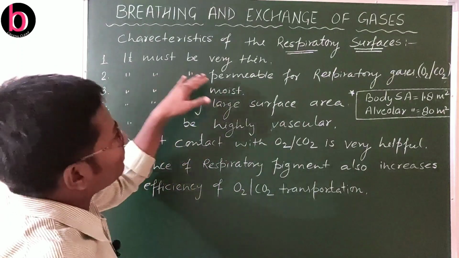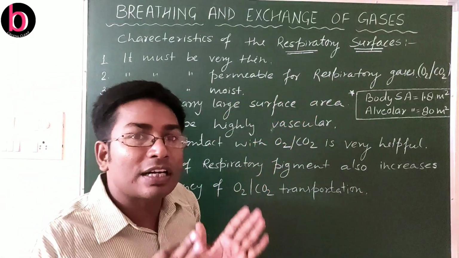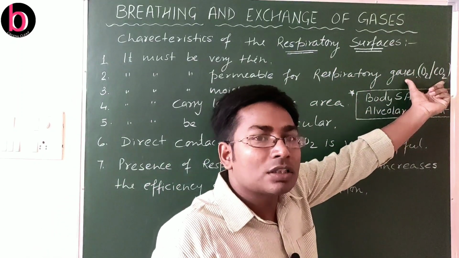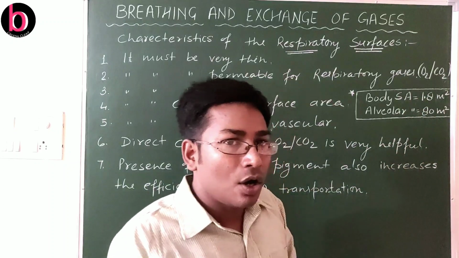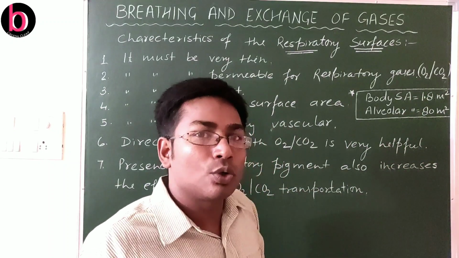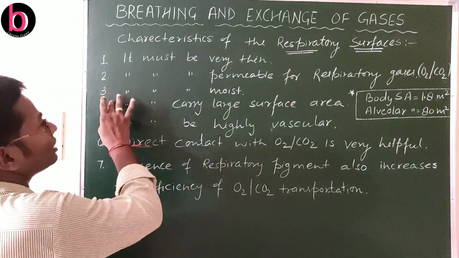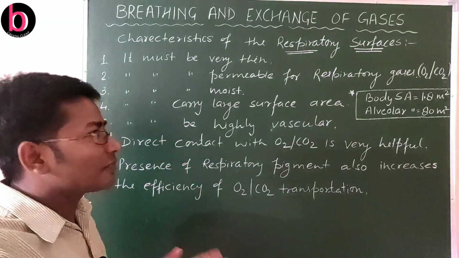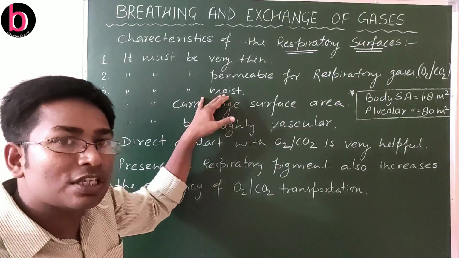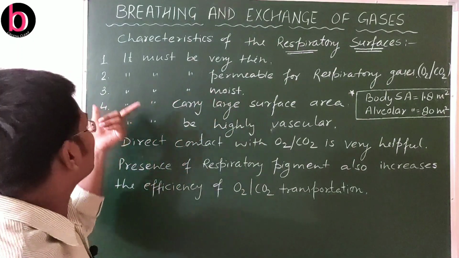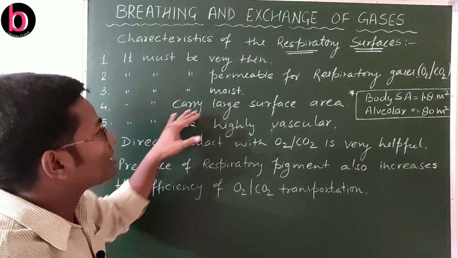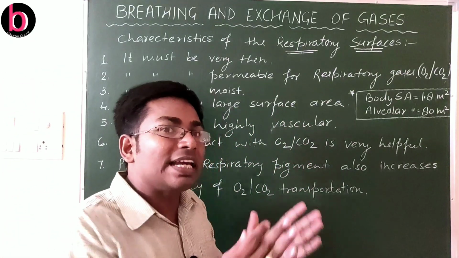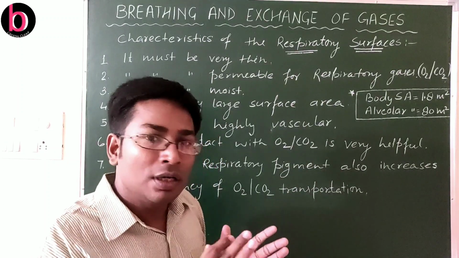Second, the surface must be permeable for respiratory gases. What are respiratory gases? So as we know, oxygen and carbon dioxide. Oxygen taken in, CO2 taken out. Now the third one, the surface must be moist. Moist surface also increases the process of diffusion. Next, respiratory surface must have a large surface area. More surface area, more gaseous exchange or diffusion.